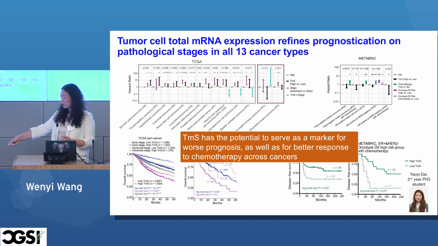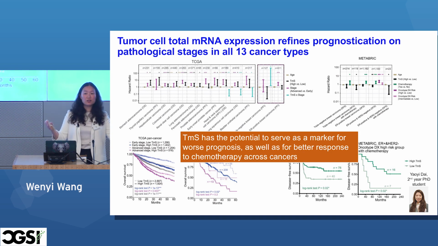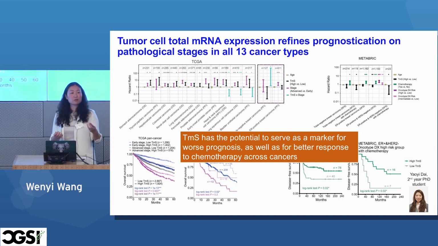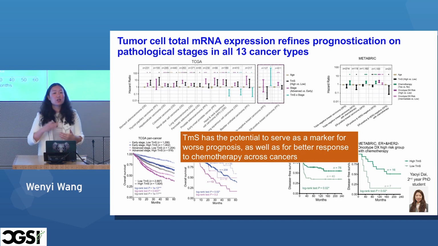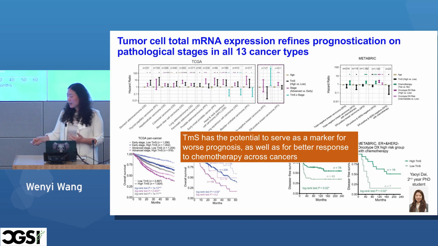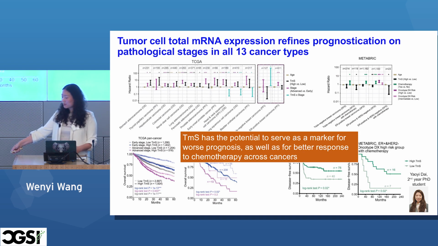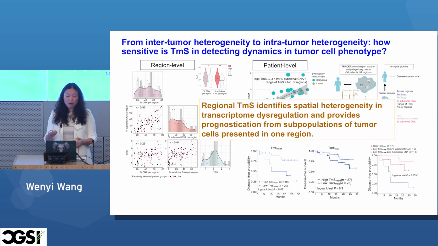And similarly, with ER-positive and HER2-negative, which is the largest breast cancer population, these are the patients that are currently relying on Oncotype DX, a 16-gene signature panel, to advise whether these patients should go for chemotherapy or not. The high-risk group are those that will be advised for chemo. And we found that a subset of these patients with low TMS may not benefit from the chemotherapy. So to summarize, the TMS has the potential to serve as a marker for worse prognosis as well as for better response to chemotherapy across cancers.